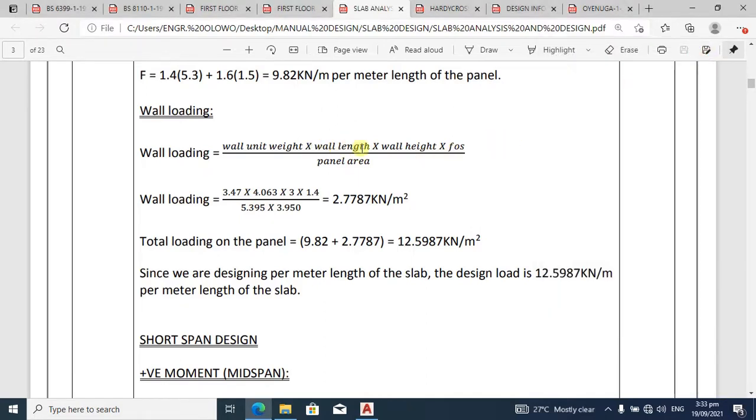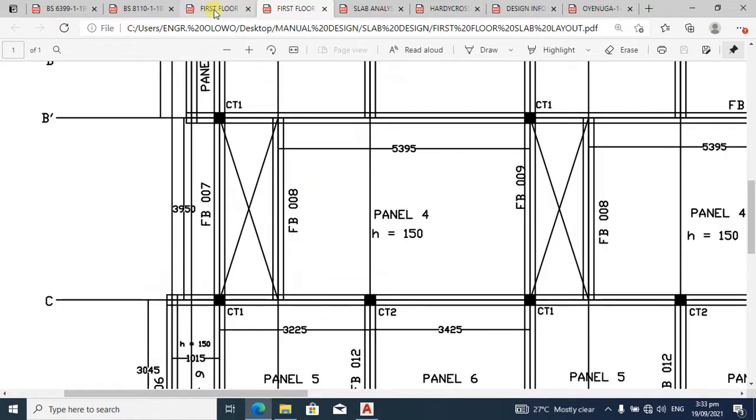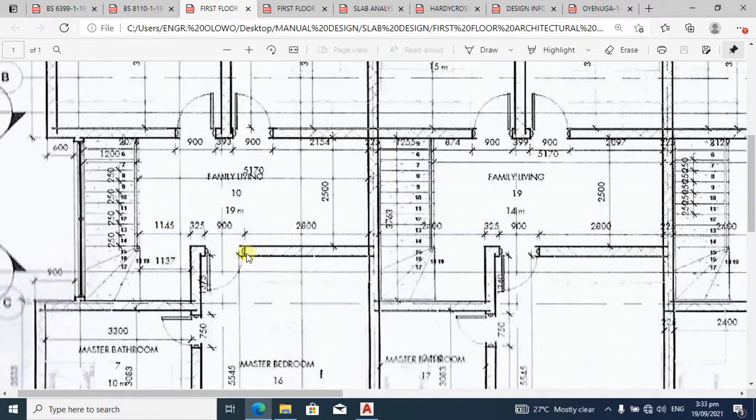Then the wall length. How did I get the wall length? You come to the architectural plan, then you add the length of this wall and this wall together. That is your additional wall loading. That is your wall length.